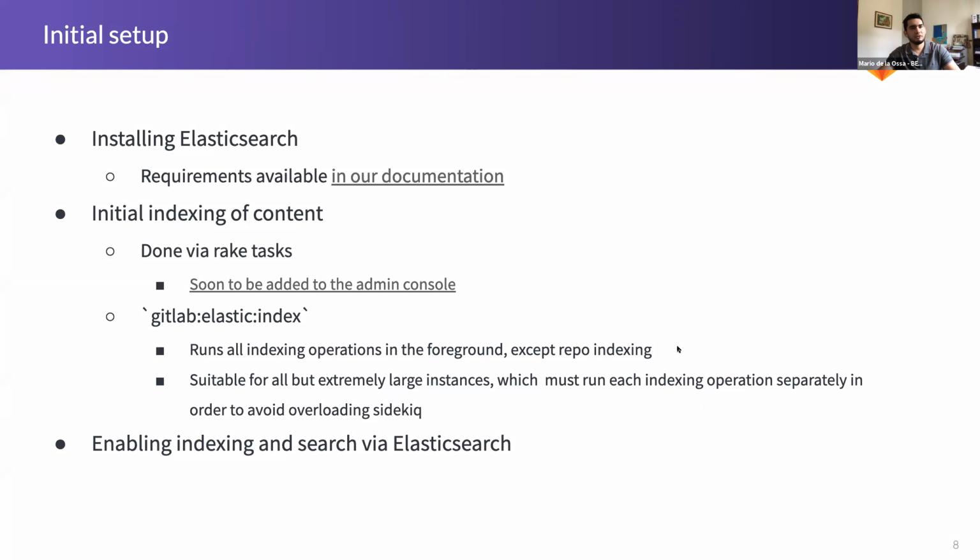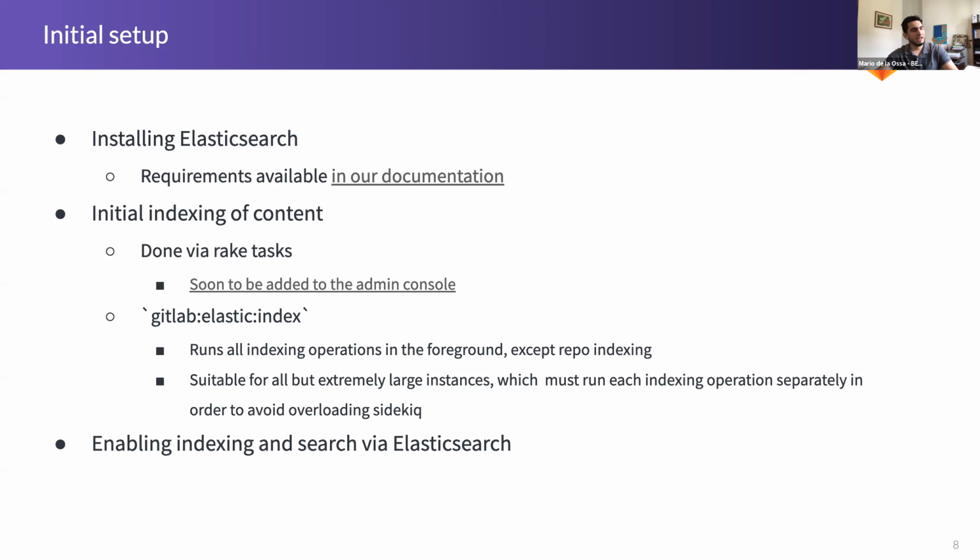Basically, you can install nowadays any Elasticsearch between 5.6 to any 6.x version. We then move on to the initial indexing of context after you've installed it. We currently do it via rake tasks, but soon we will be adding this to the admin console. It'll just be a button that you can say, well, index.